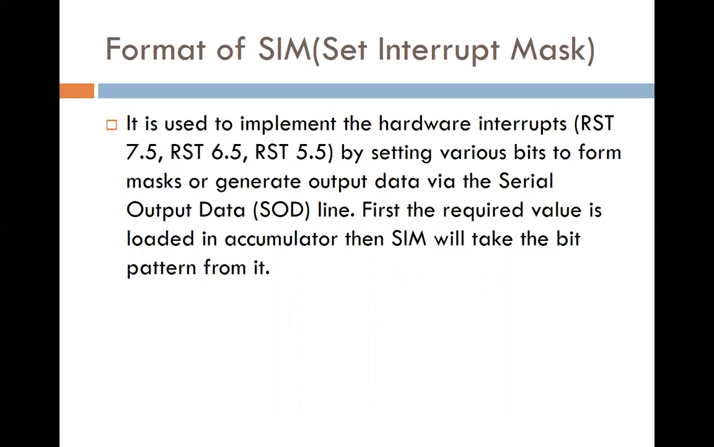Format of SIM, set interrupt mask. It is used to implement the hardware interrupts like RST 7.5, 6.5, RST 5.5 by setting the various bits to mask them, or to generate output data via the serial output data line. First the required value is loaded in the accumulator, then SIM takes the bits from the accumulator.